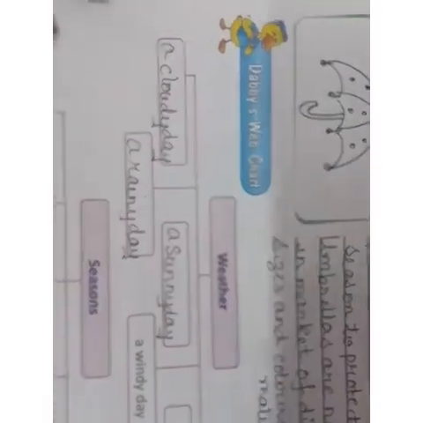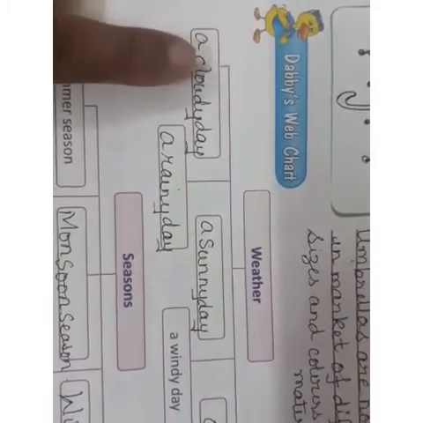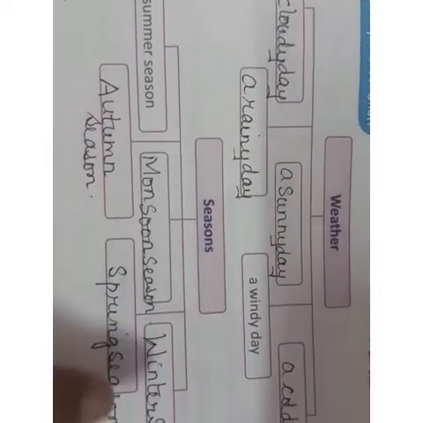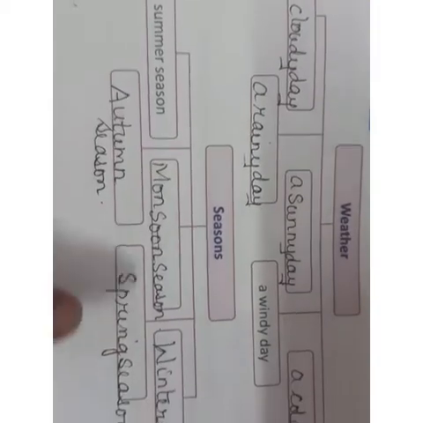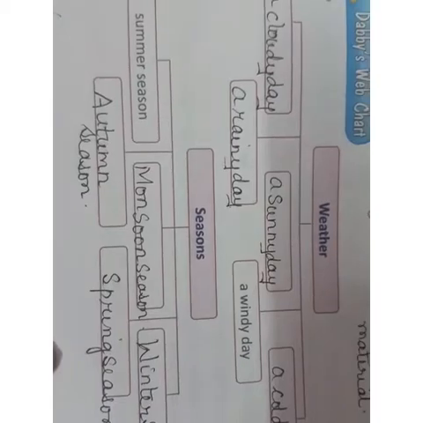Now next is your Dabby's web chart. Weather. How do we see the change in the weather? और कौन कौन से वेदर में कौन कौन से दिन हमको दिखते हैं? क्लाउडी डे, रेनी डे, सनी डे, विंडी डे और अ कोल्ड डे. देन सीजन्स में समर सीजन, monsoon season, winter season, autumn season, and spring season. So these are the two web charts.